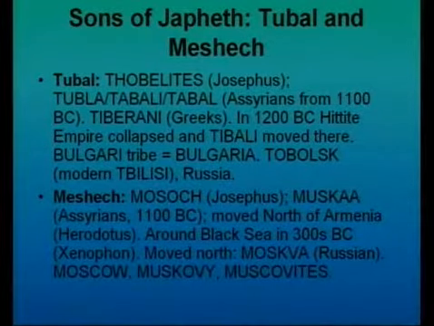Meshech. Josephus mentions him as Mosok. The Assyrians call him Muska. And they moved to the north of Armenia and through to the Black Sea. Xenophon, the pagan historian, mentions them. And eventually they moved north into what we call Russia today.